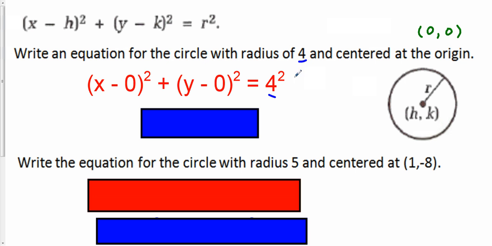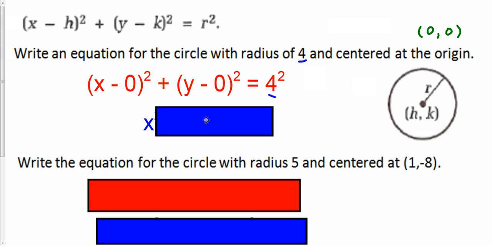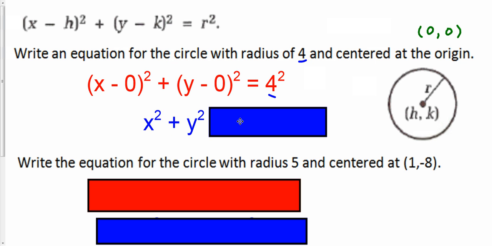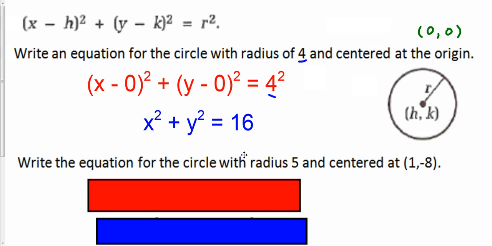We can simplify it down though. x minus 0 is just x, so we'd call our very first part x squared. y minus 0 is just y, so we'd call that piece y squared, and 4 squared comes out to exactly 16. So this x squared plus y squared equals 16, that would be the equation for the circle that starts right in the middle, right at the origin, and has a radius of 4.